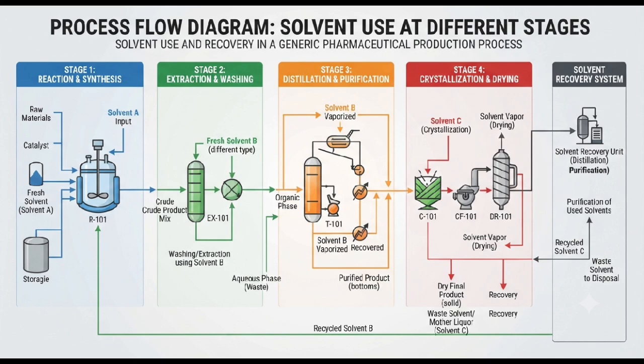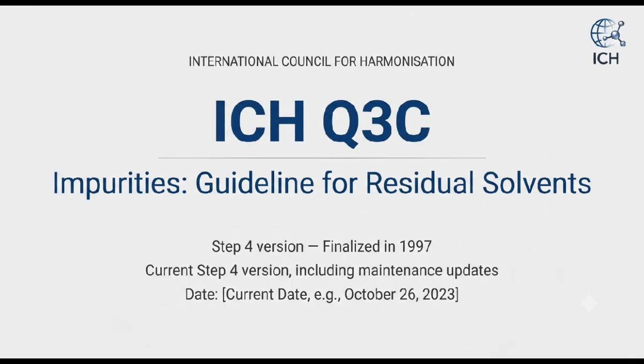Sources of residual solvents. Residual solvents can originate from several stages of pharmaceutical manufacturing. They may be introduced during chemical synthesis, extraction, crystallization, purification, granulation, coating, or other manufacturing operations. The actual solvent profile depends on the manufacturing process and the solvent used during production. Therefore, a risk-based assessment of the manufacturing process is important to identify which solvents need to be controlled.